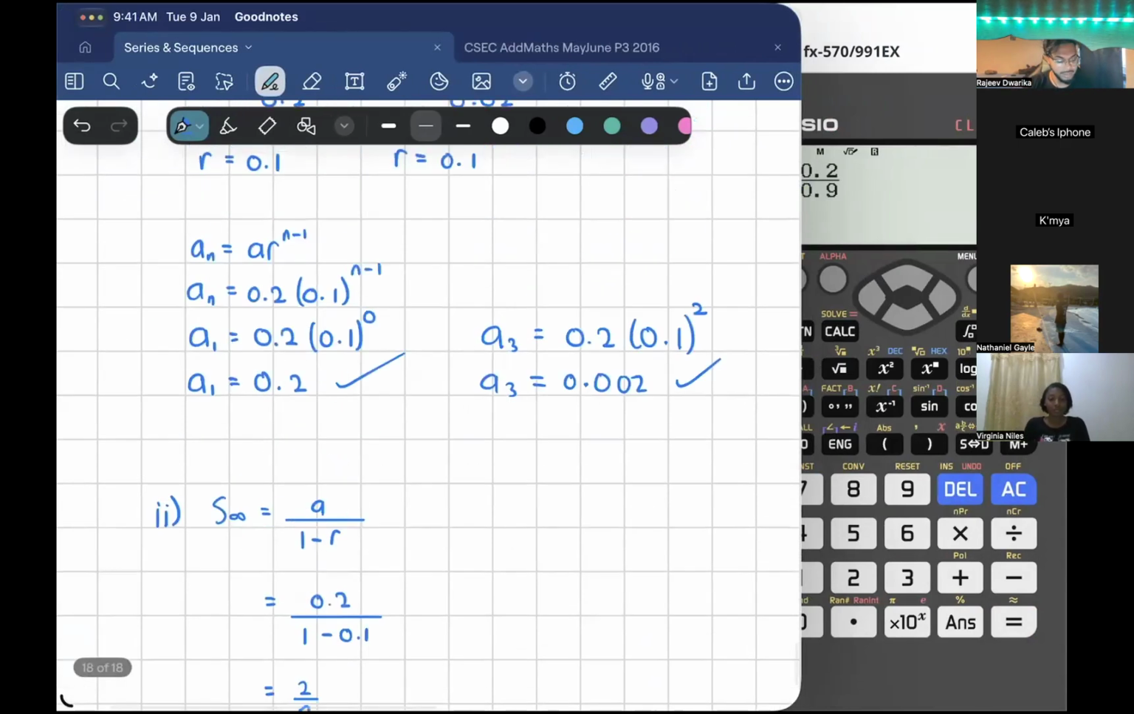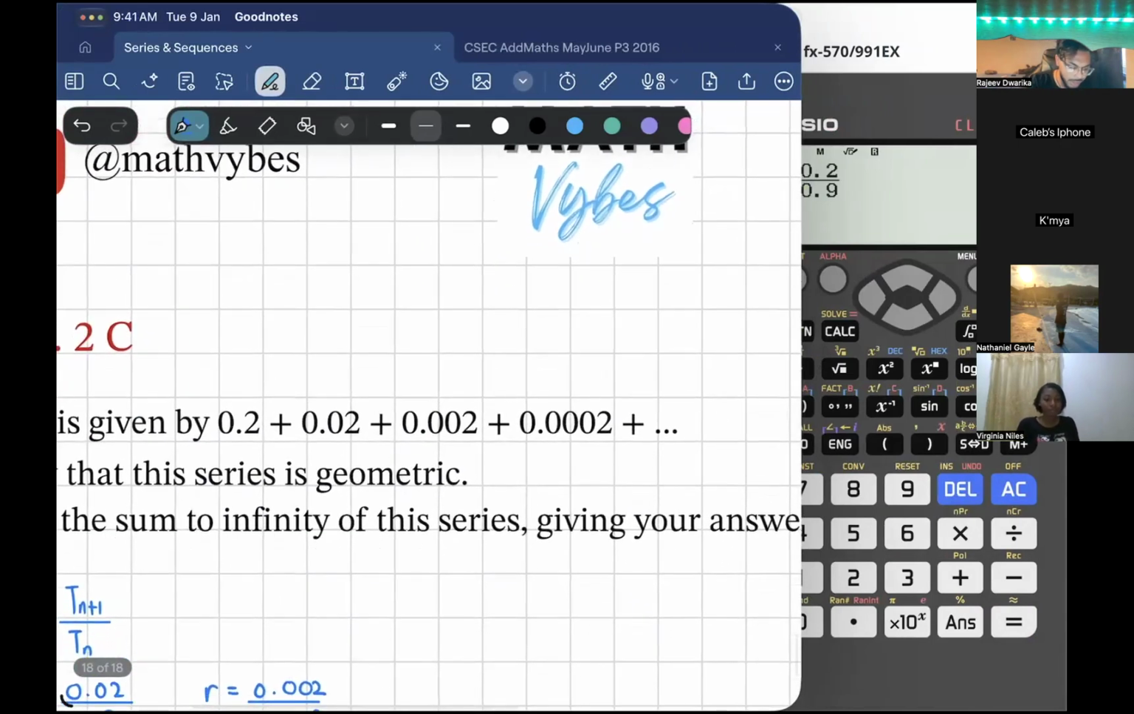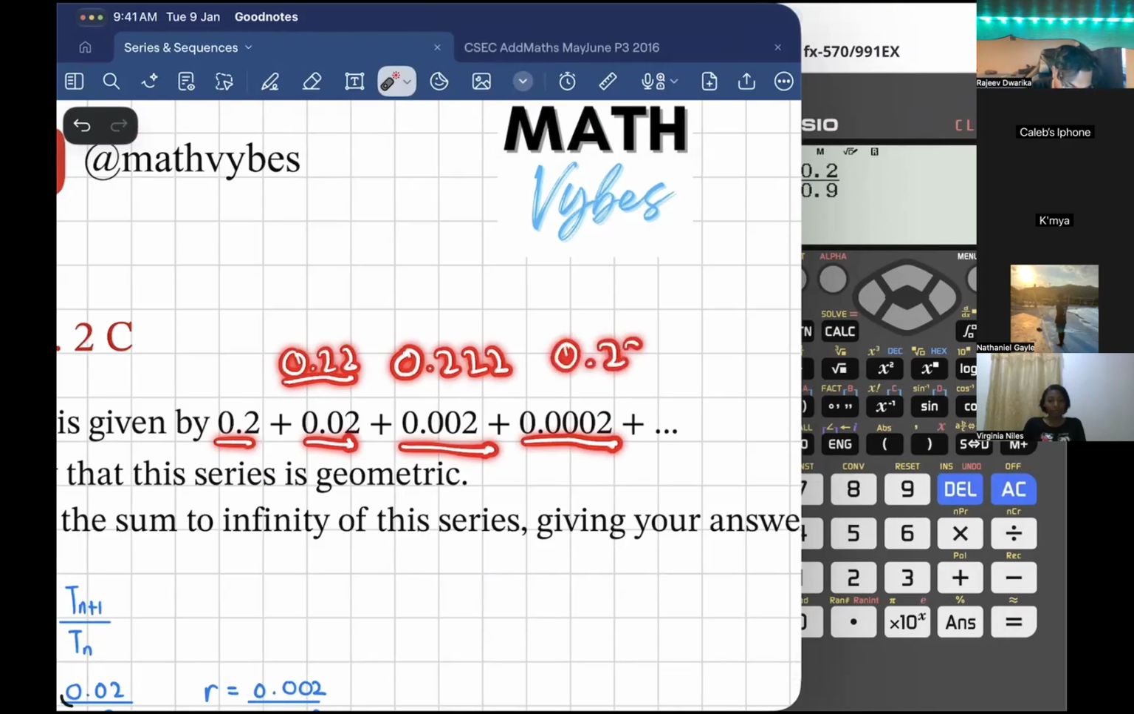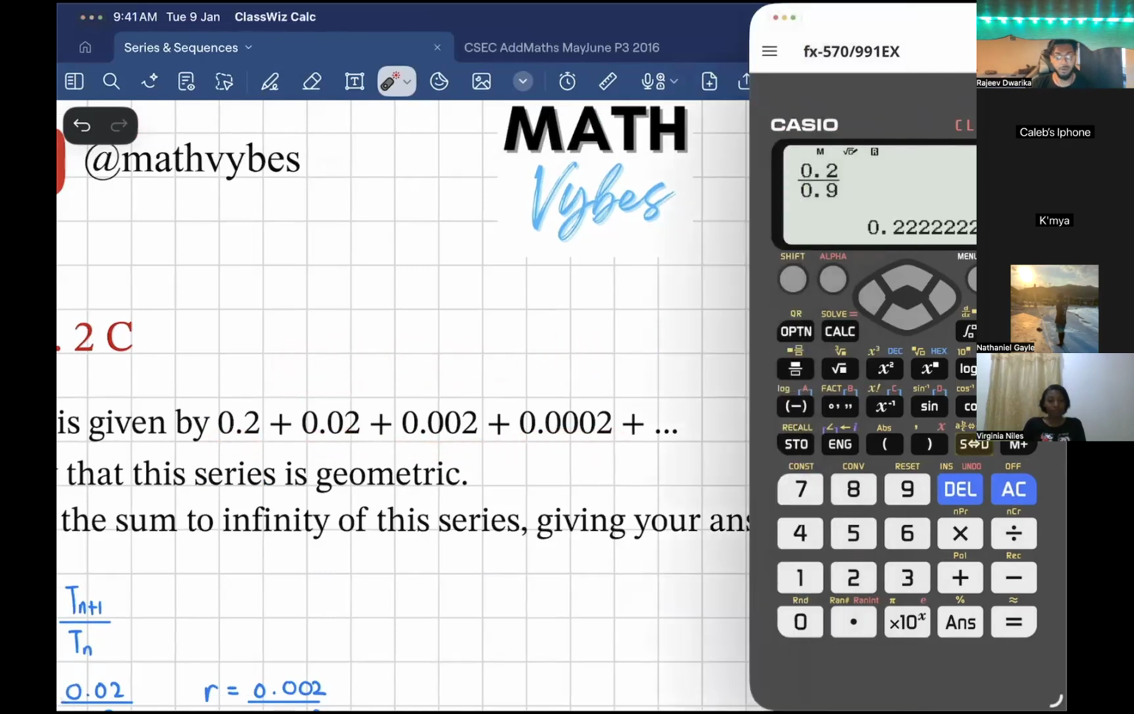And let me blow all your minds, right? If I were to add these terms, what's 0.2 plus 0.02? 0.22. Right? If I add 0.22 to 0.002, tell me what I'll get. 0.222. And if I add it to this, what will I get? 0.2222. Right. Check this. Whoa. 2 over 9 is 0.22222 recurrent.